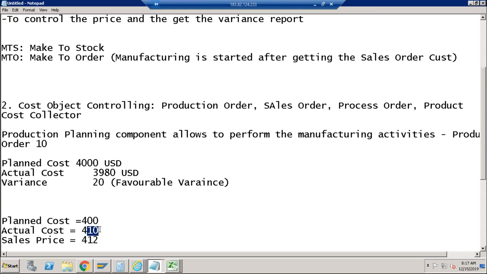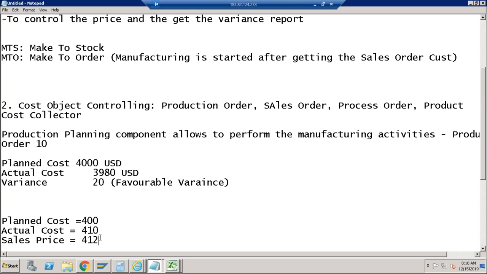And if we find the reason but know that this cannot be controlled, sometimes it is also possible that earlier we calculated the price as 400, but now the prices of the activities and the prices of the materials have increased. So we know now that it cannot be manufactured at 400, it has to be manufactured at 410 only. In that case, we have to change the standard price from 400 to 410. Why are we doing that? We always want to make sure that our standard price is updated and there is less deviation, less variance.